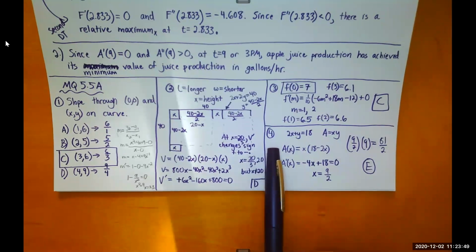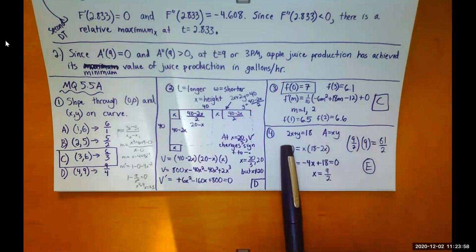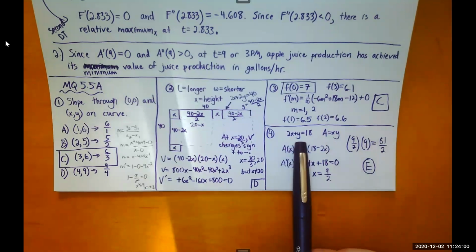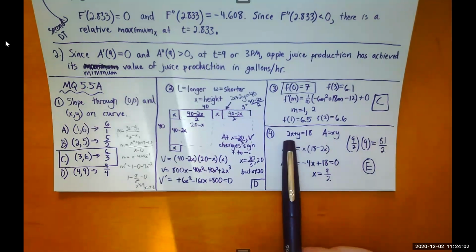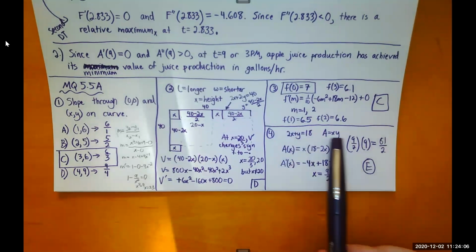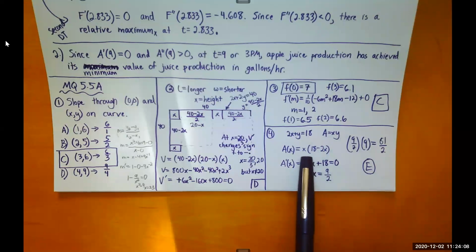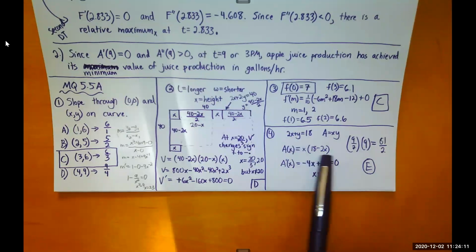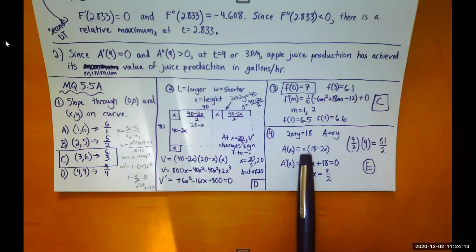Number 4 was a version of the question that we did in class with just different numbers. So I knew that one side is not going to be used twice. I called that y. I called the other side x. 2 of those. The perimeter is 18. So 2x plus y is 18. The area is x times y. So I solved this for y, which is 18 minus 2x. Distribute x, take the derivative.